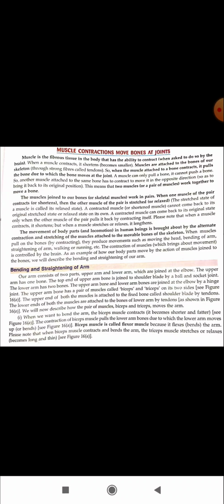Second thing, a muscle can only pull a bone, it cannot push a bone. This point is very important. A muscle can only pull a bone, it cannot push a bone. So another muscle attached to the same bone has to contract to move it in the opposite direction, to bring it back to its original position. And that is why muscles always work in pairs.